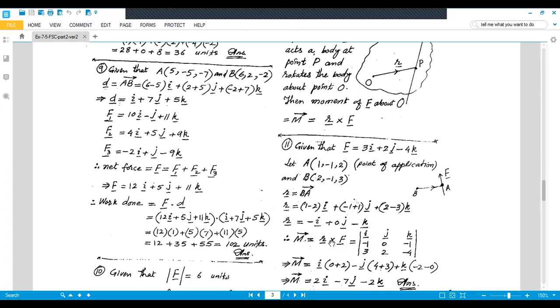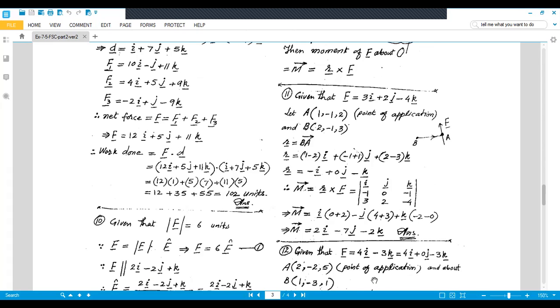Moment is R cross F, the cross product. So i, j, k. R is minus 1, 0, minus 1; F is 3, 2, minus 4. So i is 0 plus 2. j is minus, 4 plus 3. k is minus 2 minus 0. So 2i minus 7j minus 2k is the required answer.